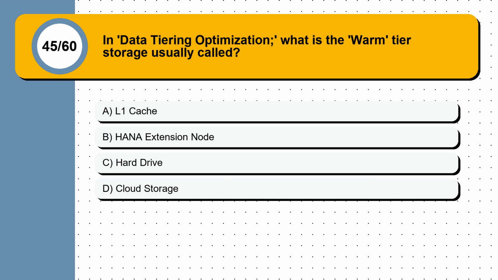Question 45. In data tiering optimization, what is the warm tier storage usually called? Option A, L1 cache. Option B, HANA extension node. Option C, hard drive. Option D, cloud storage.